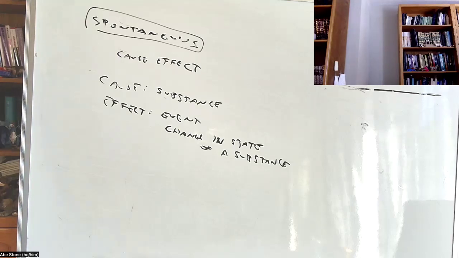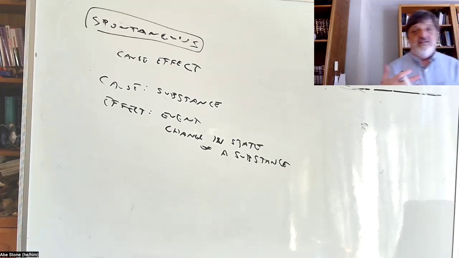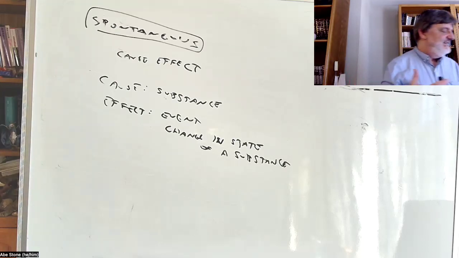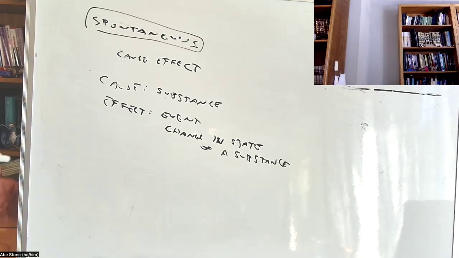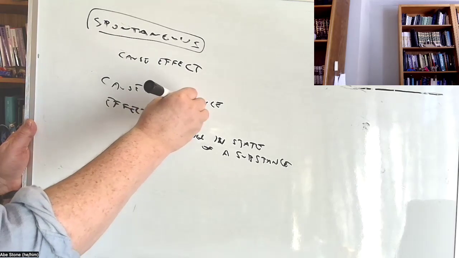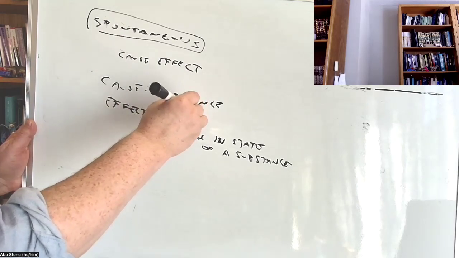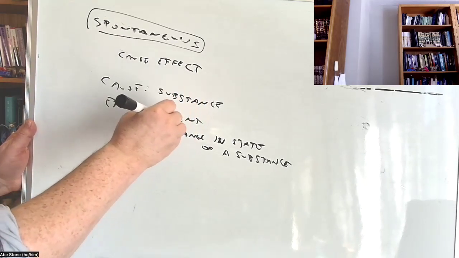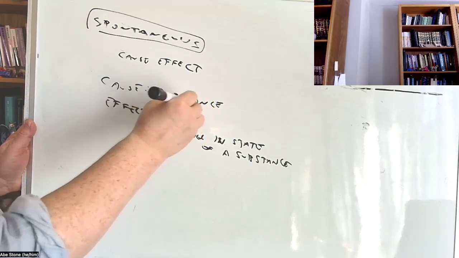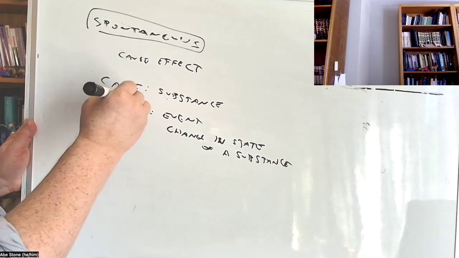But obviously it wasn't causing the effect yet because the effect hadn't happened yet. So Kant says, therefore, the action of the cause is itself an event, or what Kant calls the causality of the cause.